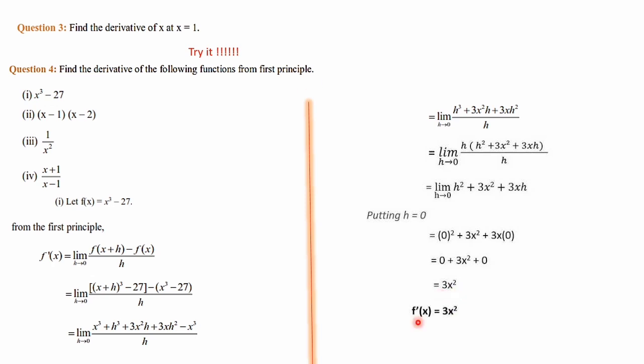That is, the derivative of f(x) we can represent by using f dash x. F dash x is equal to 3x square. Next we shall discuss the second part, that is x minus 1 into x minus 2. We have to find this derivative by using the first principle, that is, let f of x is equal to x minus 1 into x minus 2. We have considered this one as function f of x.